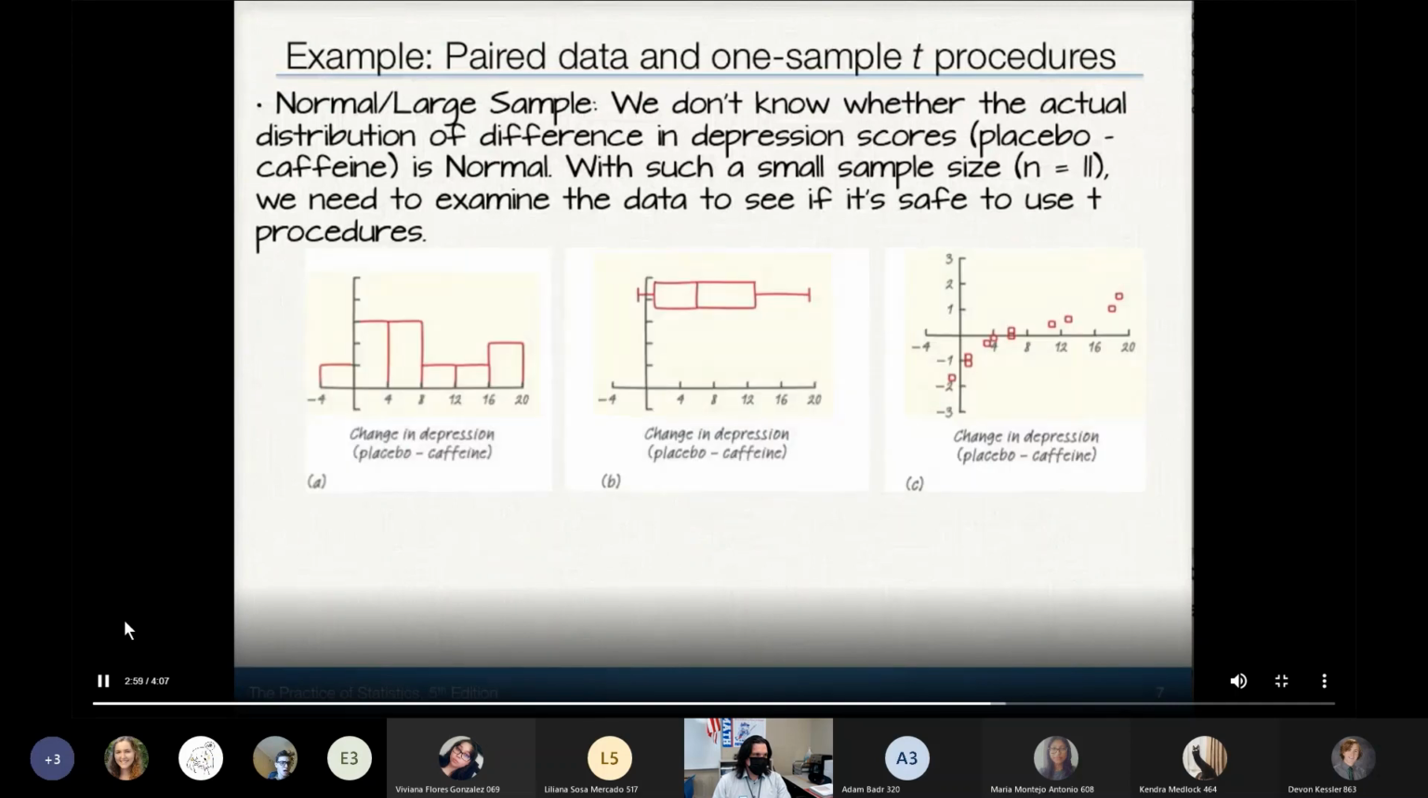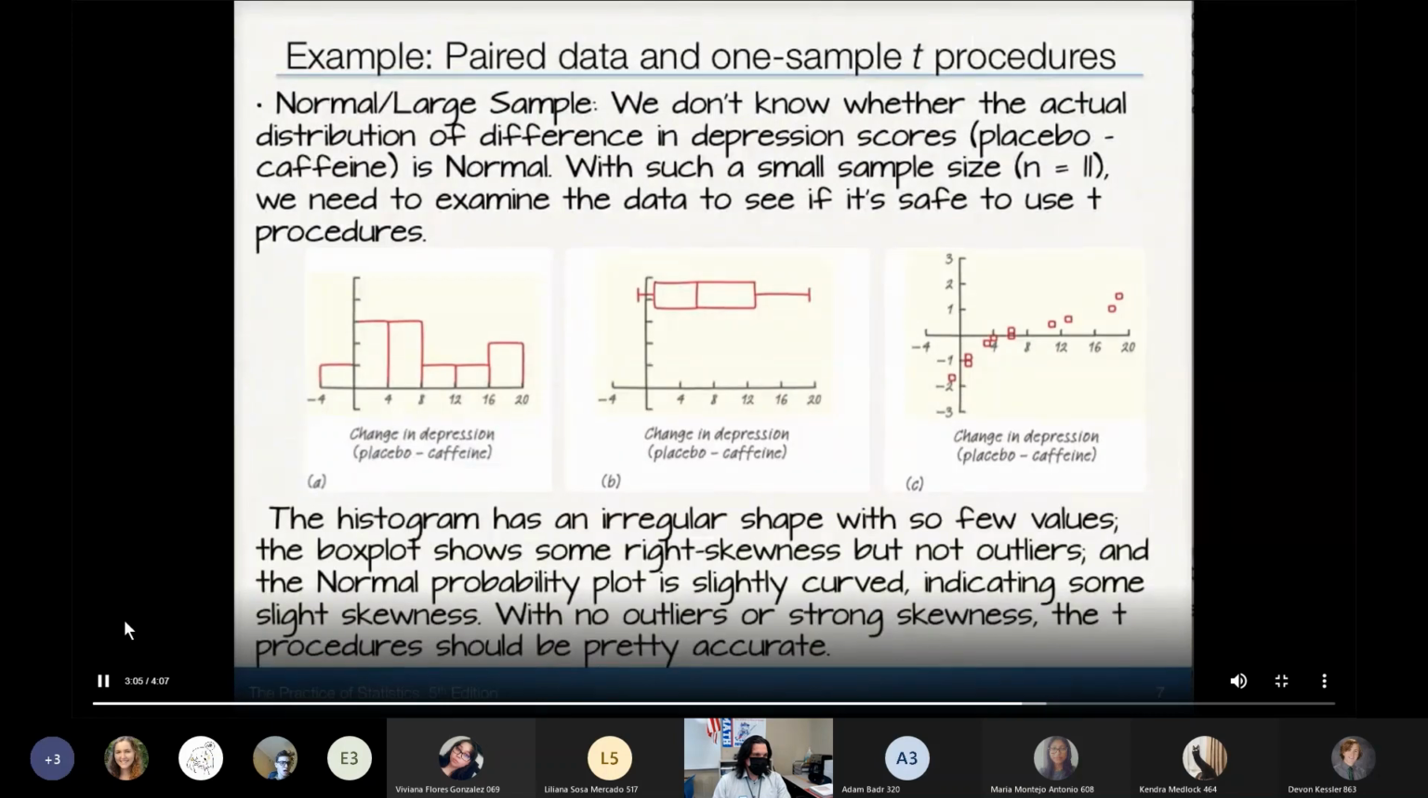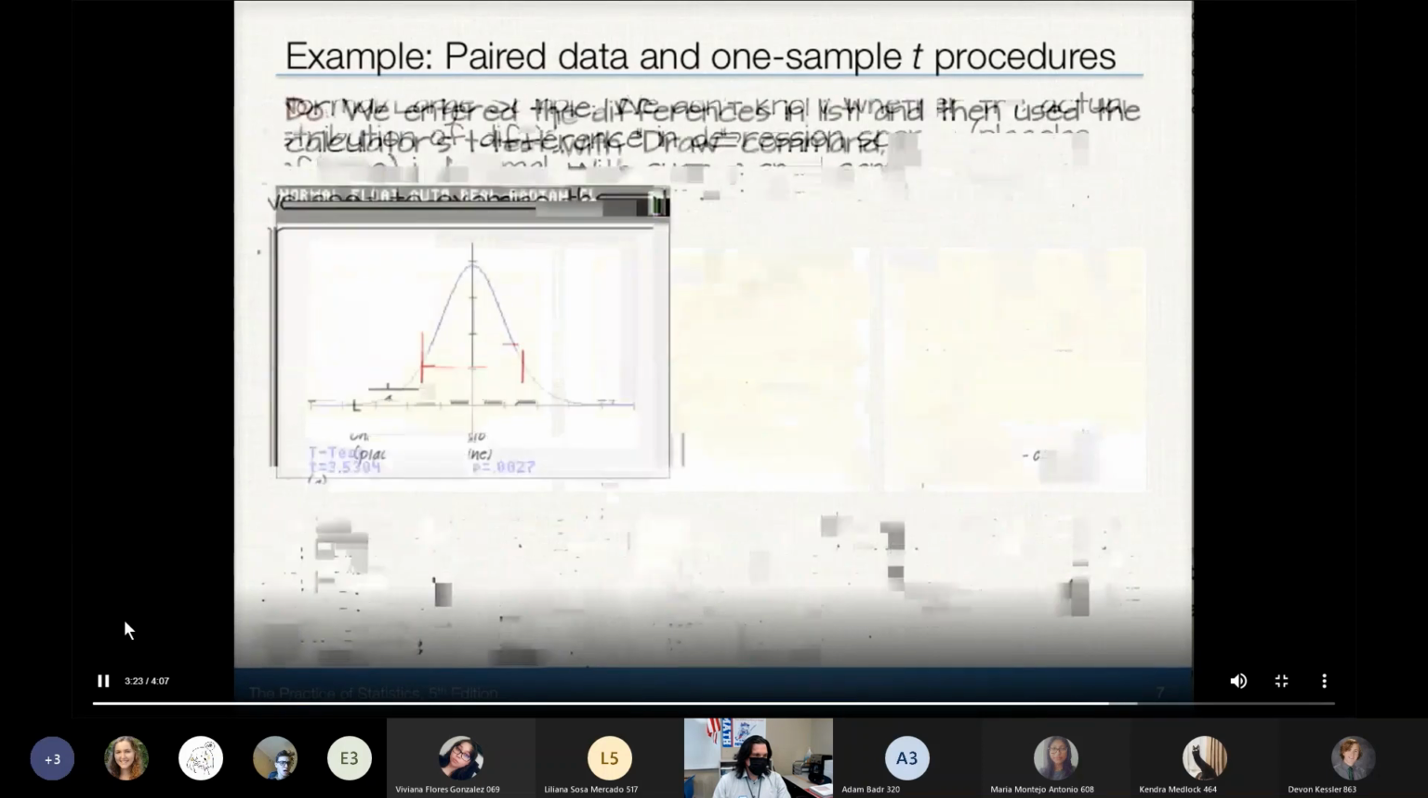Well, here's a histogram, a box plot, and a normal probability plot of these 11 differences. The histogram itself does have an irregular shape with so few values. The box plot shows a little bit of right skewness, but no outliers here, and the normal probability plot is slightly curved, indicating there is some slight skewness. However, with no outliers and no strong skewness, the t procedure should be pretty accurate.